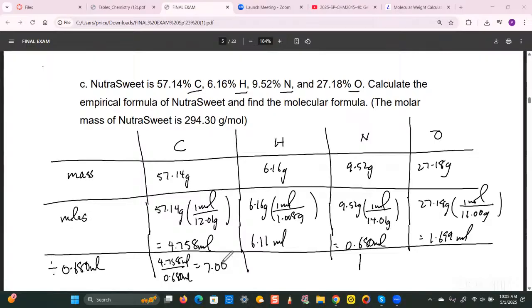And then 6.11 divided by 0.680. According to my calculation, this gives 8.99. And then for oxygen, I'm dividing 1.699 by 0.680. According to my calculation, rounded off to 4 sig figs, this gives 2.499. Okay, so what do we do after this?